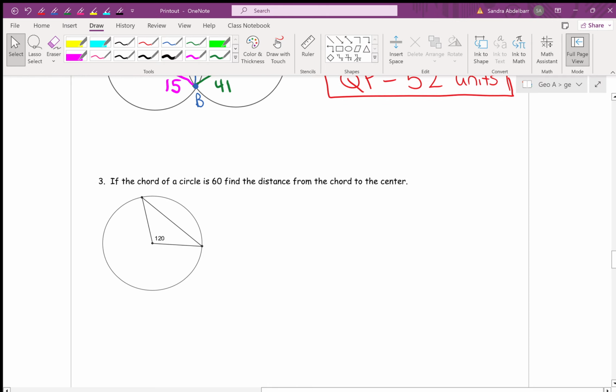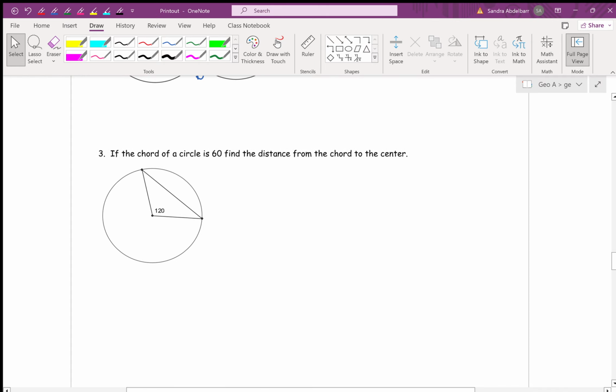All right, last one in section 10.1. And then we go on to 10.2. All right, if the chord of a circle is 60, find the distance from the chord to the center.